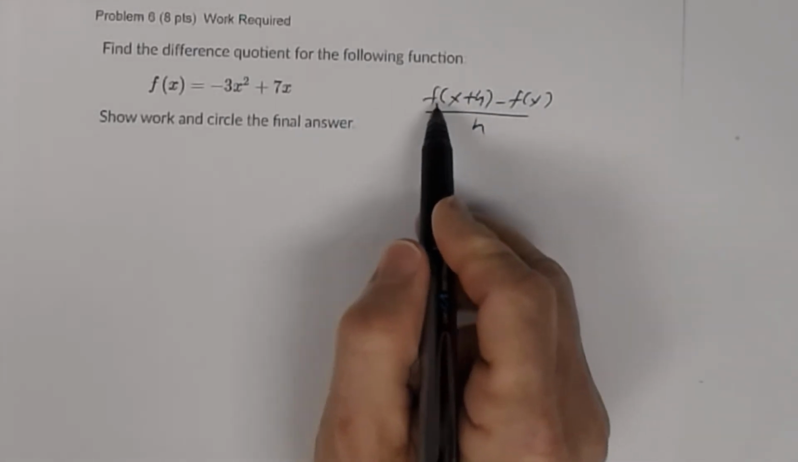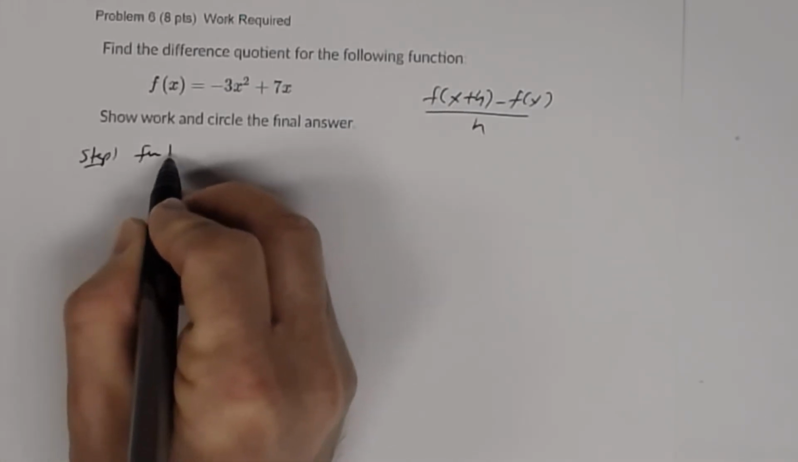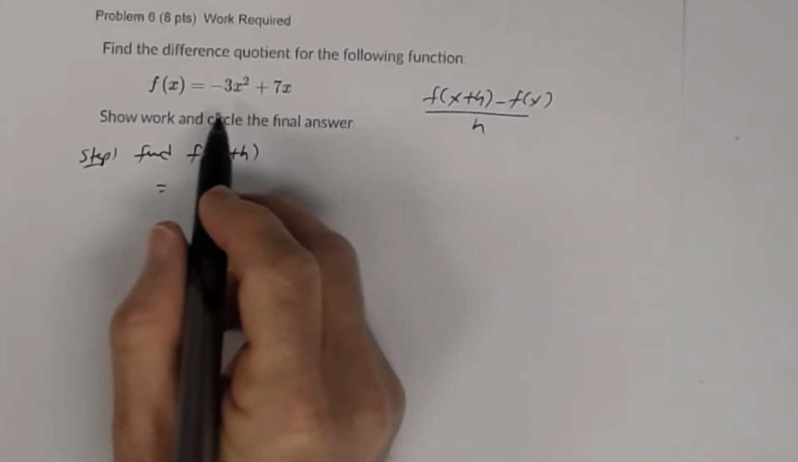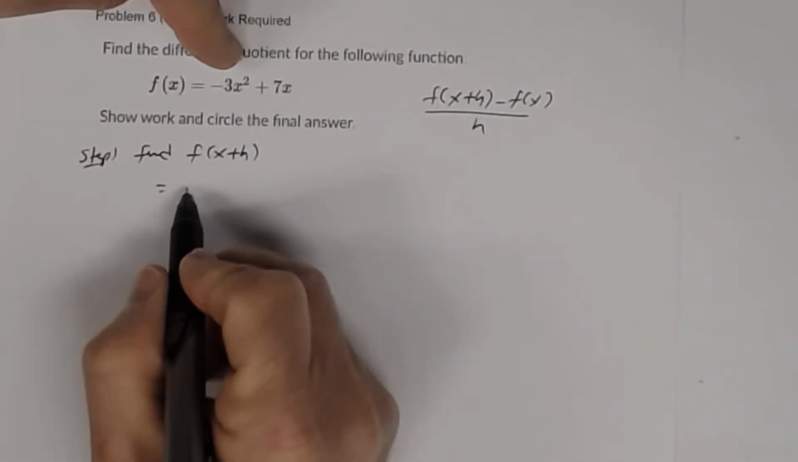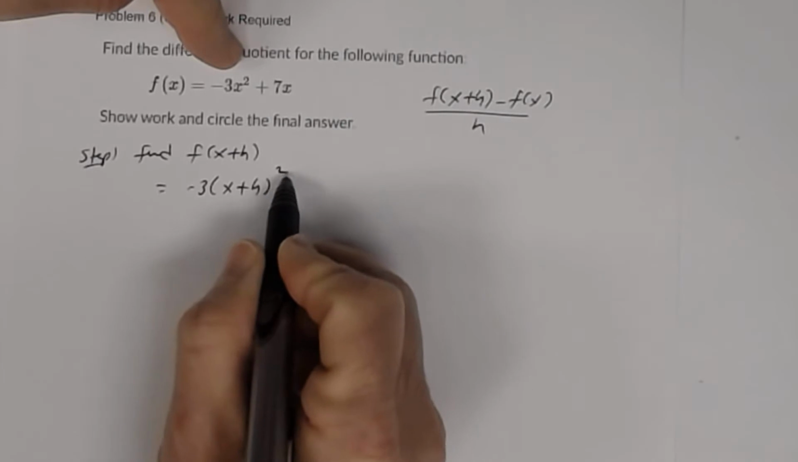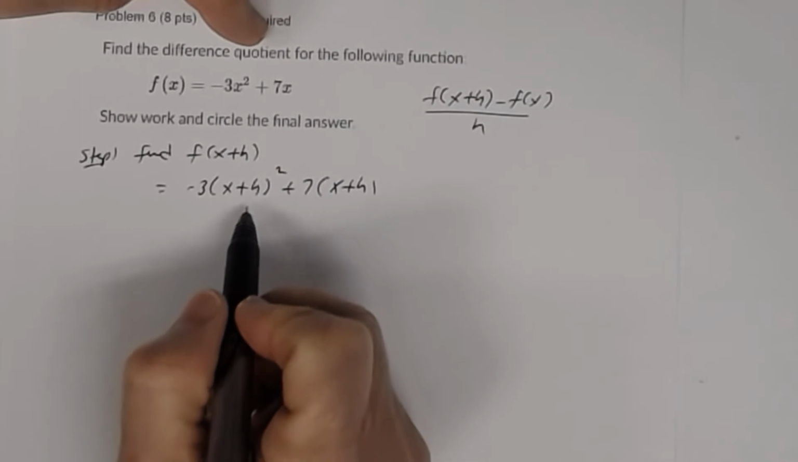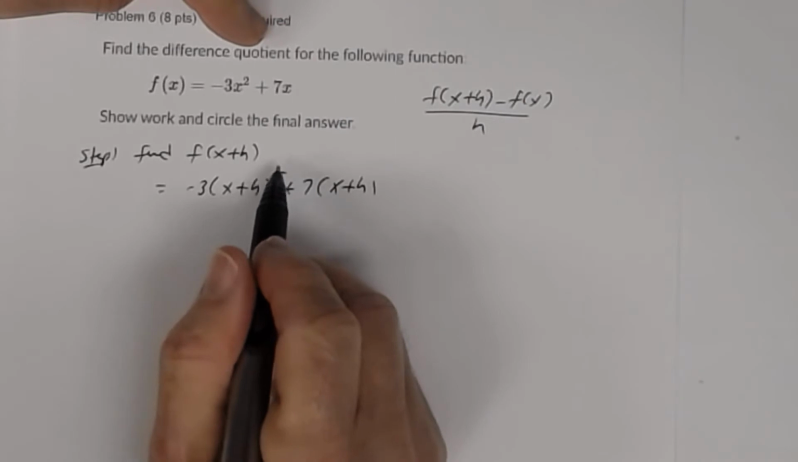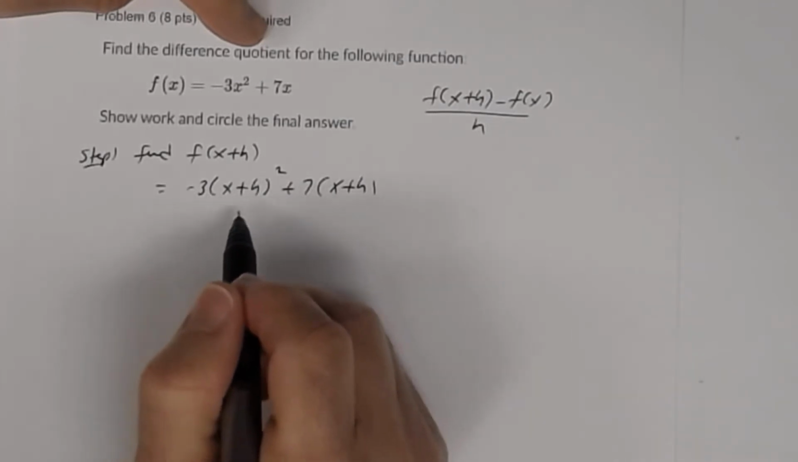The first thing we're going to do is find f of x plus h. So step 1, find f of x plus h. Wherever we see the variable x in the function f, I'm going to substitute x plus h. So I get negative 3 times x plus h squared plus 7 times x plus h. Again, wherever I saw the variable x, I substituted x plus h. Now let's get rid of the parentheses. You have to be careful. Order of operations says I have to square first before I multiply, so we do exponents before distributing.